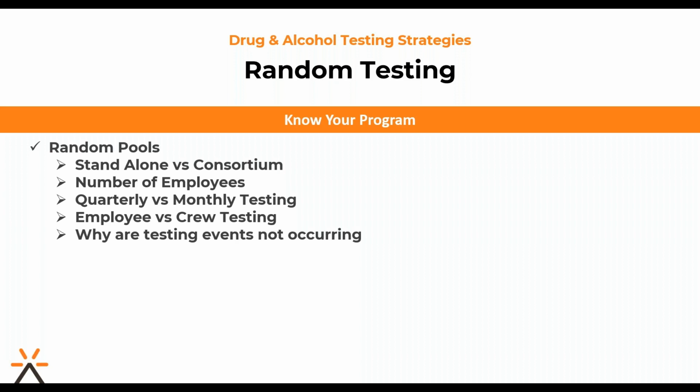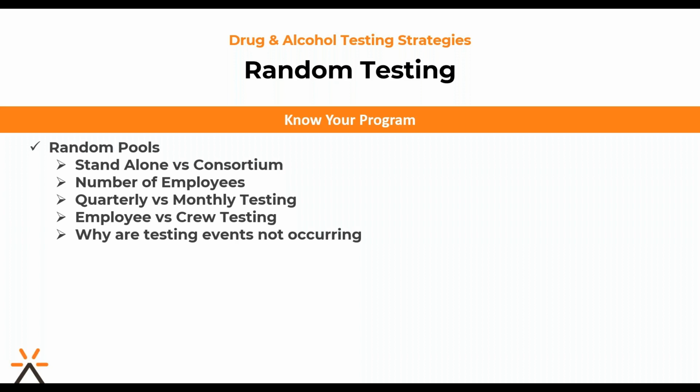Just be really smart about how you're testing. If you have 300 people and you have turnover, quarterly testing is probably not the right type of testing to do. Monthly testing might be the right thing to do. Make sure you understand your actual employee base. Other things to look at in your random testing pool is, why aren't testing events occurring?